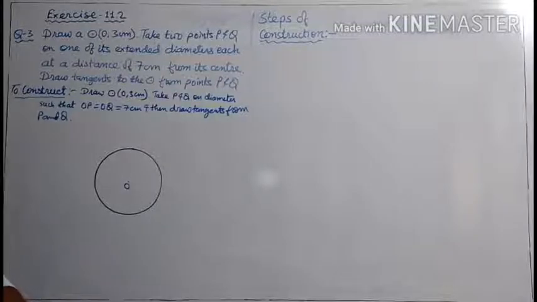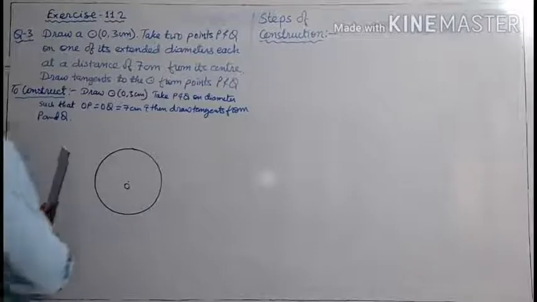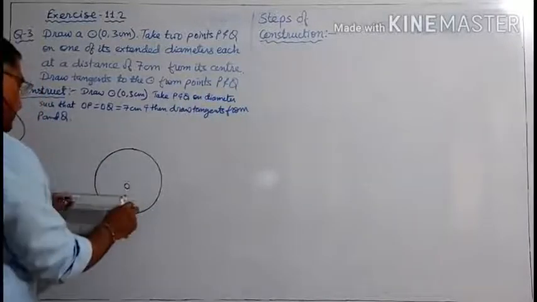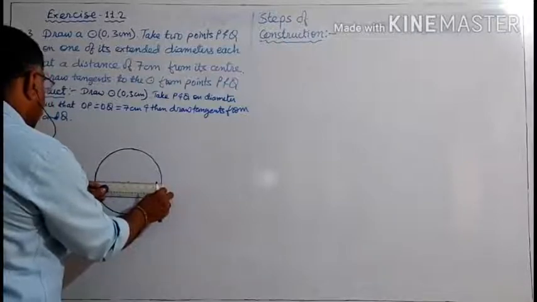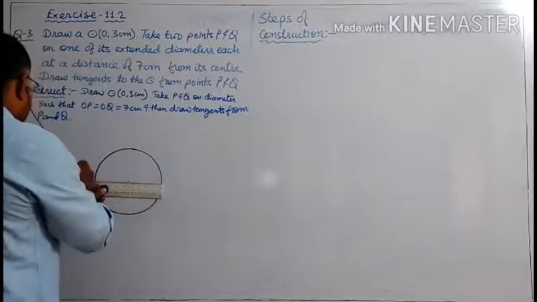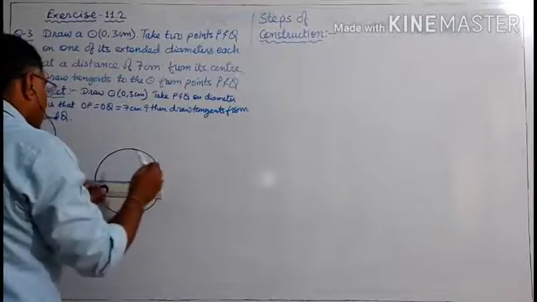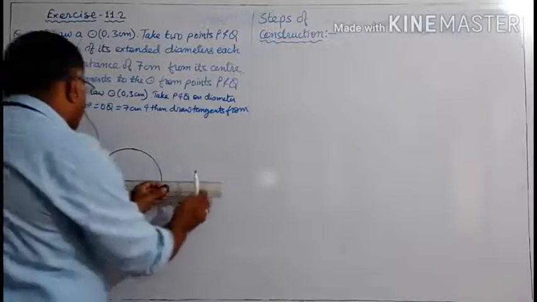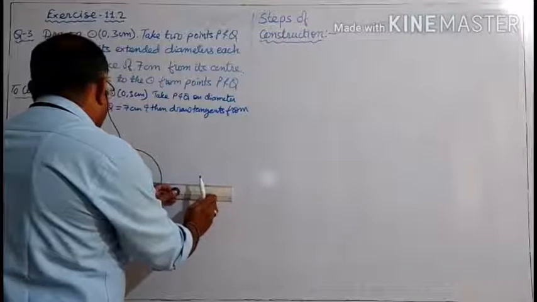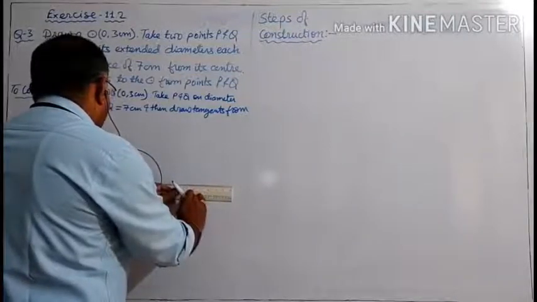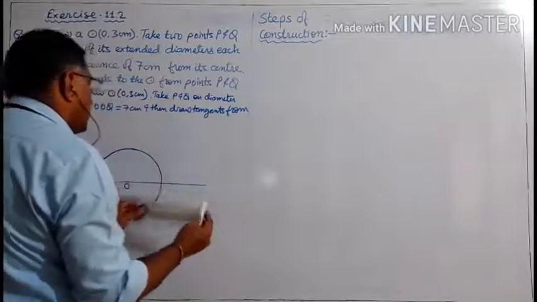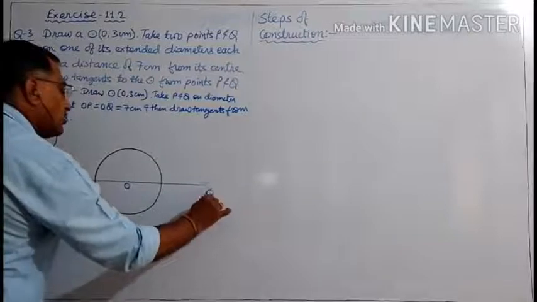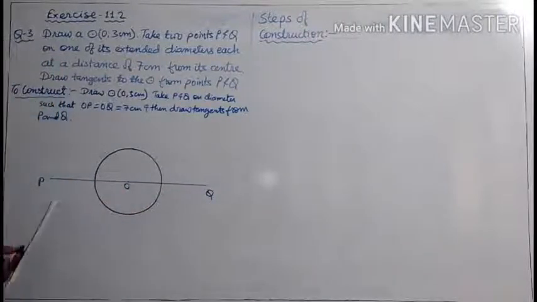Now we have to draw the diameter and extend the diameter and get the points P and Q at a distance of 7 centimeter from point O. So now this is point P and this is point Q at a distance of 7 centimeter from center on diameter PQ. The diameter is passing through the center of the circle.